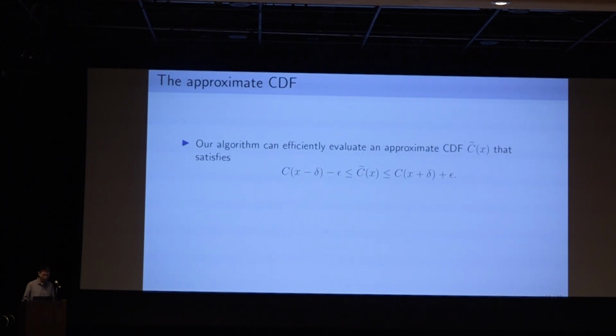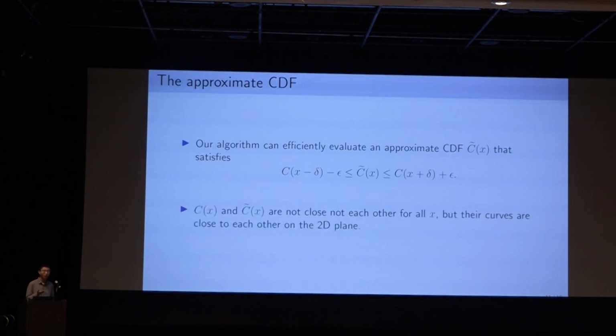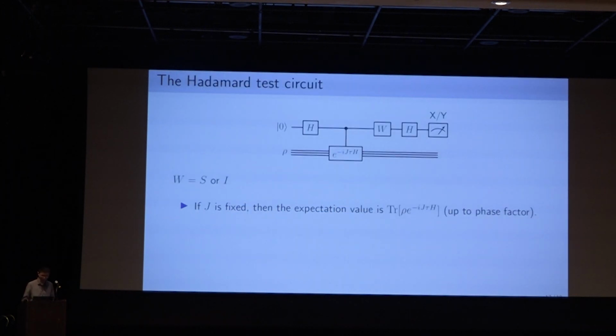So the approximate CDF can be computed and satisfies this guarantee. What it means is basically that you can plot C(x) and the approximate C(x) as two curves on the 2D plane, and they will be close to each other. This is how we approximate this CDF function.